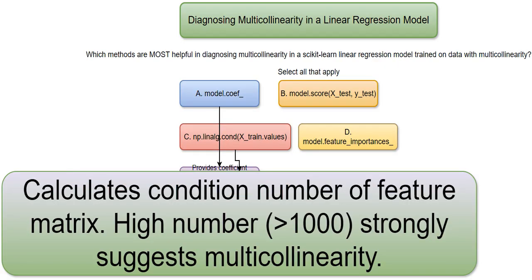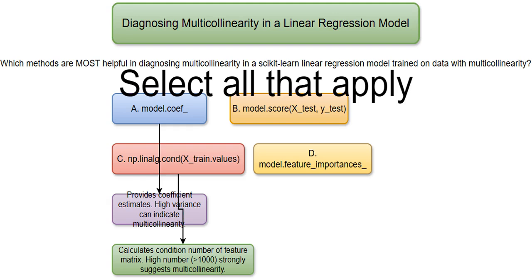This is the main question. We need to determine which methods directly or indirectly help you detect multicollinearity in a linear regression model built with Sklearn. Remember, multicollinearity is when your predictor variables are strongly related, and this affects how reliable your model's estimates are. This instruction tells us that more than one option might correctly identify multicollinearity in this scenario. I need to select all the methods that are beneficial to discover multicollinearity.